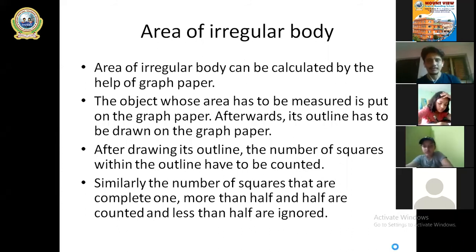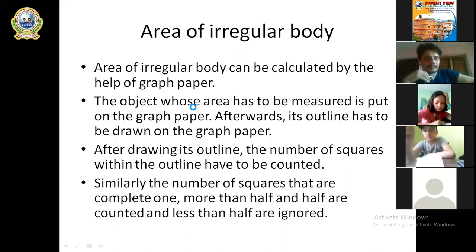So if you want to measure the area of an irregular body, we can use graph paper. See the process there. The object whose area has to be measured is put on the graph paper. So if you want to measure the area of any irregular body, you'll have to put that irregular body on graph paper.